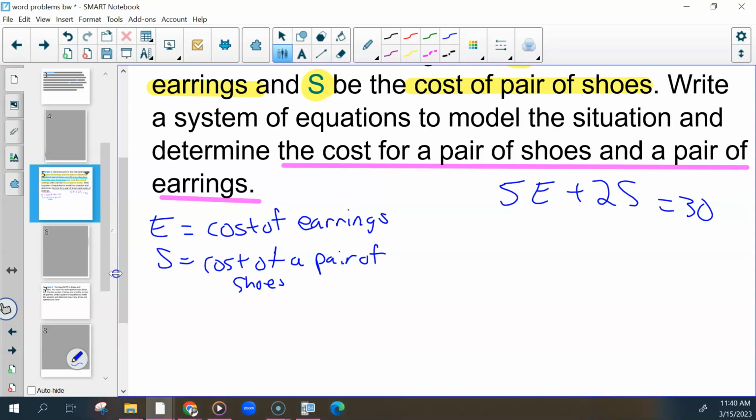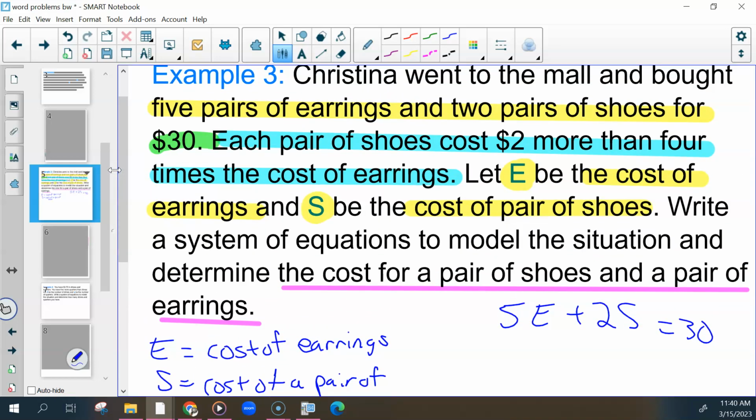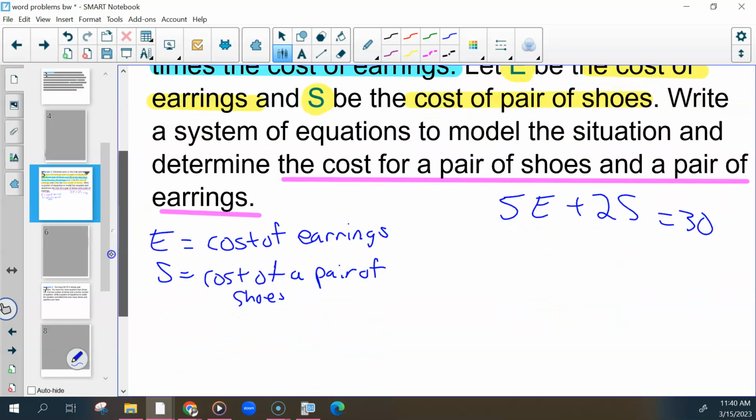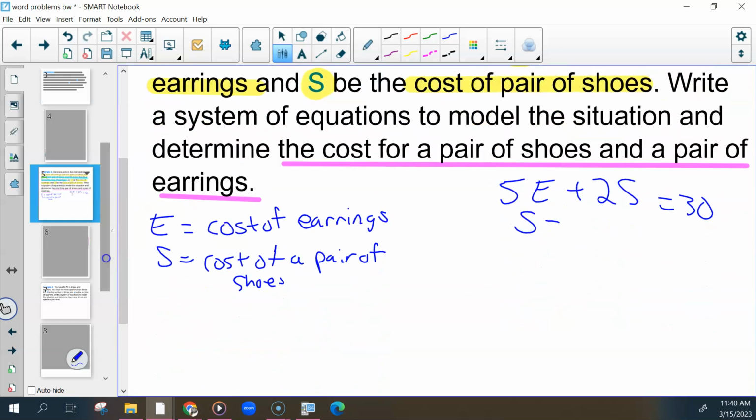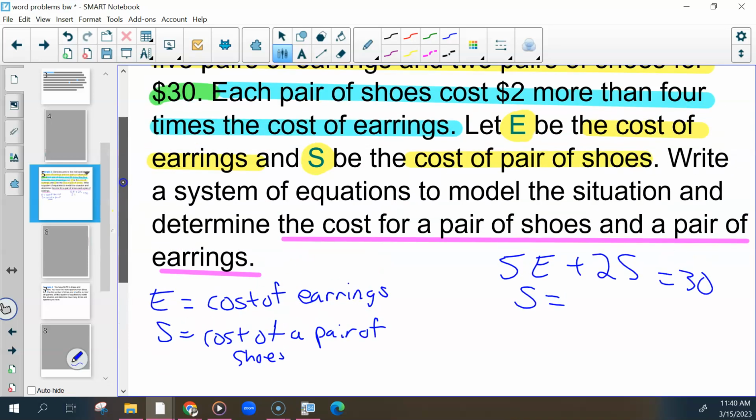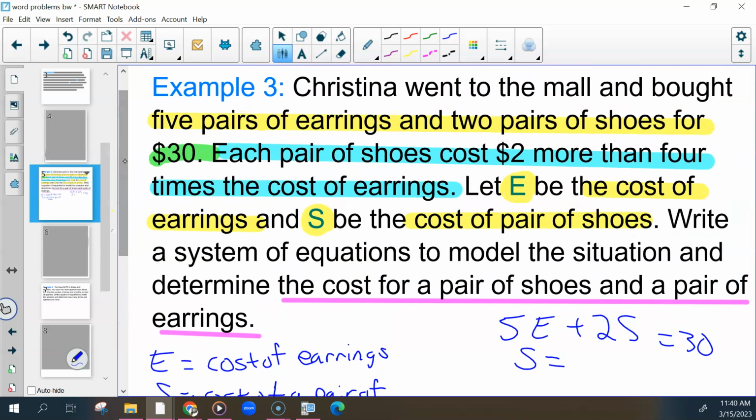The trickier part is coming up with the equation for the second one, because of how it's written. So each pair of shoes costs $2 more than 4 times the cost of earrings. So if we knew the cost of earrings and we multiplied that by 4 and added 2 to it, we would get the cost of a pair of shoes. So this is going to be S equals. How would I write the rest of that? Matthew?